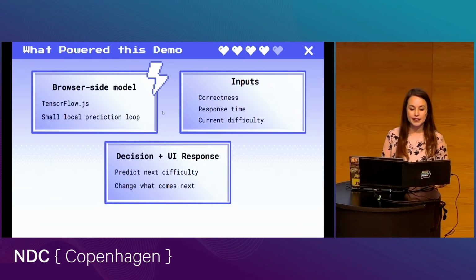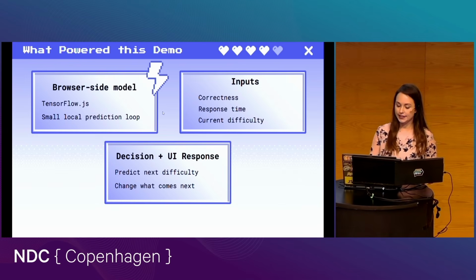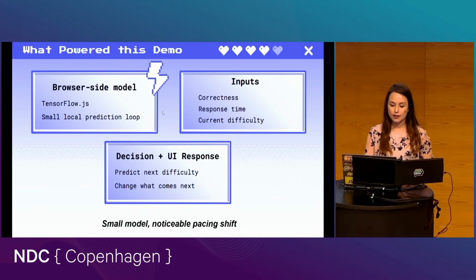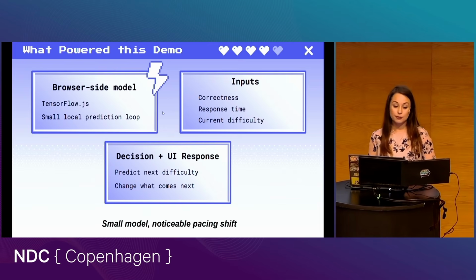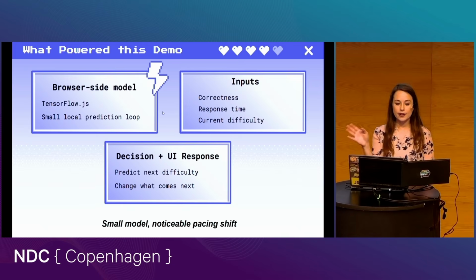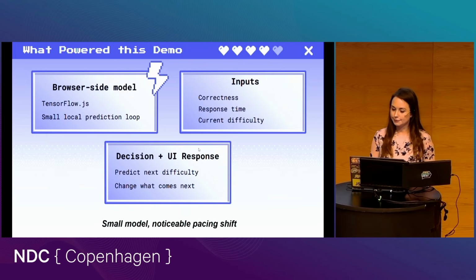And then finally, it makes that one decision. So it predicts the next difficulty. And really, that is the whole point of this pattern. Again, small, pacing is noticeable, and the user really does not care that there's some kind of model happening in the background. It's just the experience, is all it is for the user itself. So again, under the hood, browser-side model.